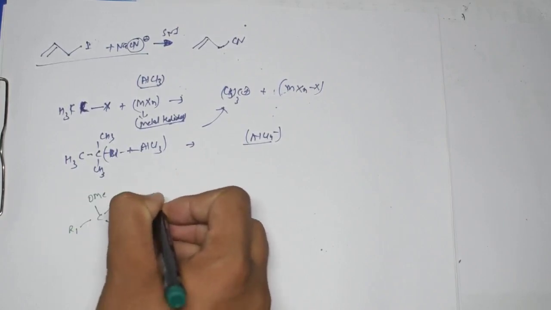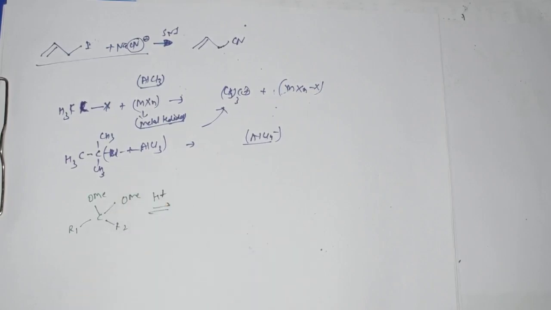And what is happening over here? If I say we are doing the protonation over here, this question is from the Clayden, you can find it over there. So now the thing is, if I say over here we have something like this, whether it will go SN2 or SN1 reaction, that is the question actually.